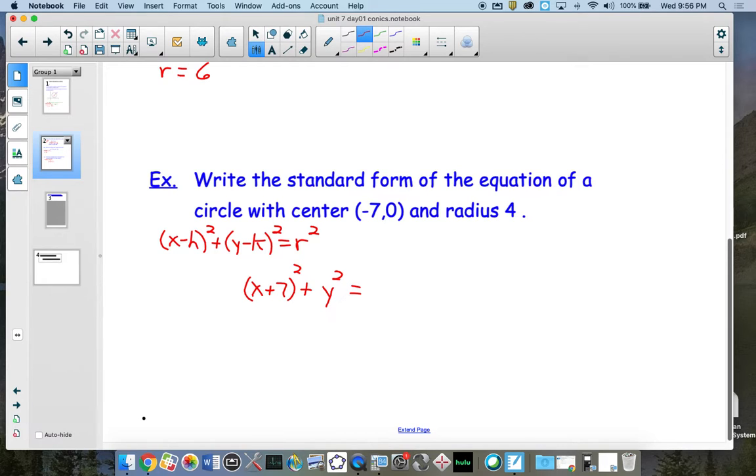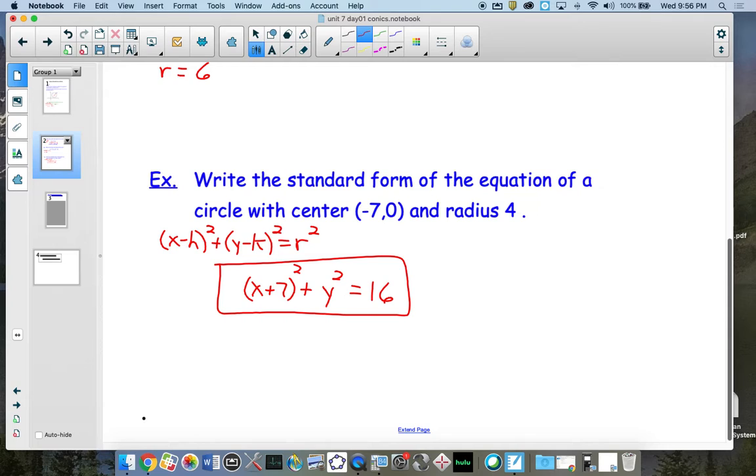And I know a few of you are wondering, if I wrote y minus 0 squared, would you mark it wrong? No, I would not. And the radius is 4, so 4 squared is 16. If you wrote 4 squared, that's okay, but generally we're not going to leave it in that form. We'll go ahead and square it and get 16.